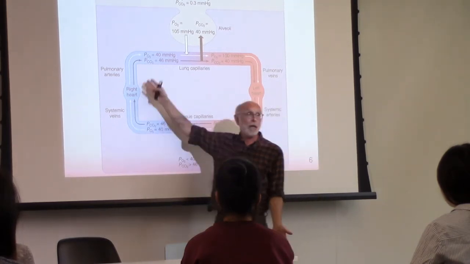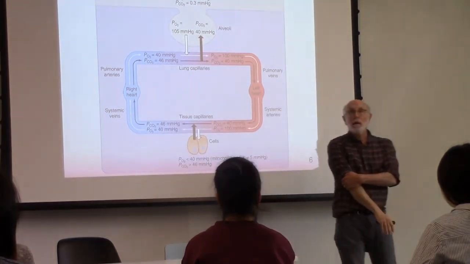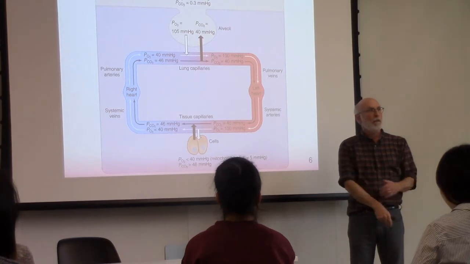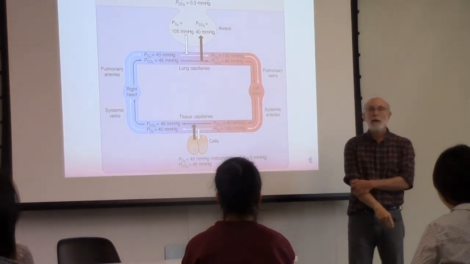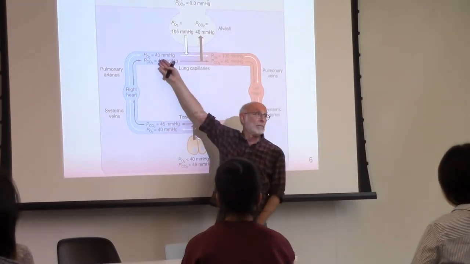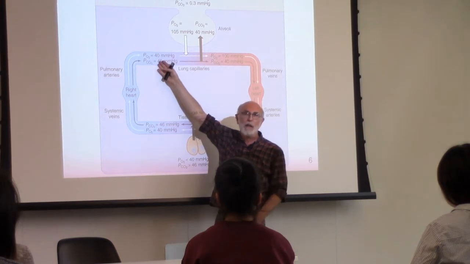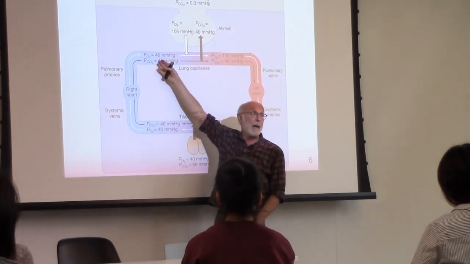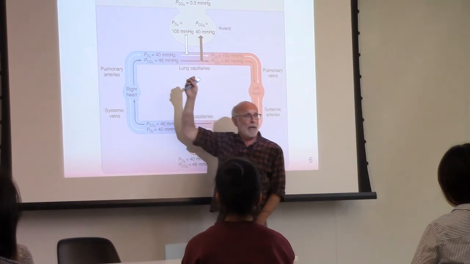When you donate blood, if you give blood, they draw blood from a vein. They don't draw blood from an artery. And this is the composition of blood that they draw. I mean, it's got red blood cells and all the other stuff that blood has. But this is the gas composition of blood in the veins, in the systemic veins.